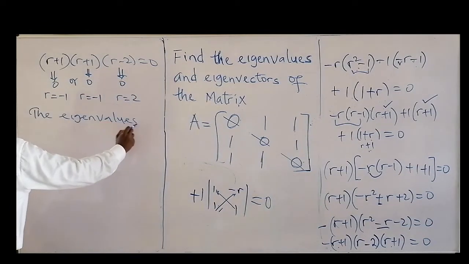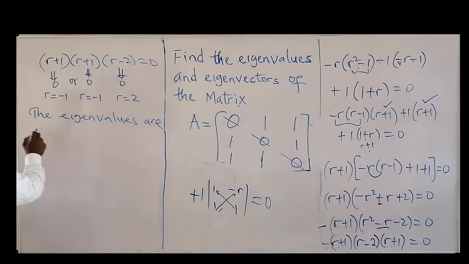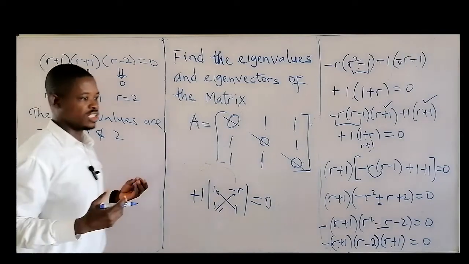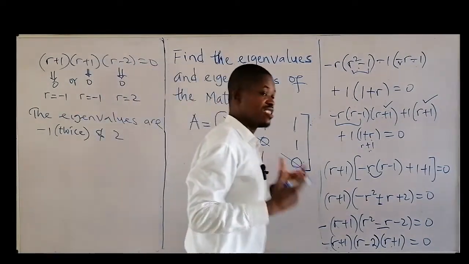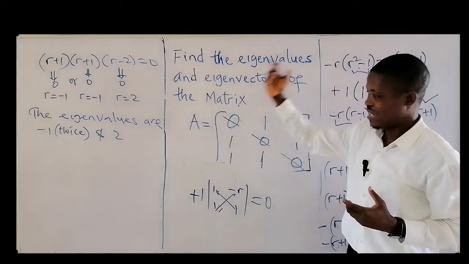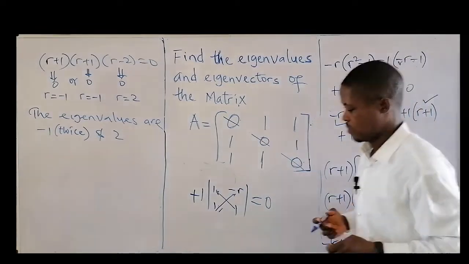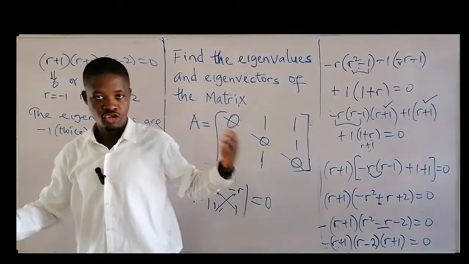The eigenvalues are minus 1, that one is twice, it is a repeated value, and 2. So that's the eigenvalues. The next thing to do now is to calculate the eigenvectors for the respective values of r1 and r2, I mean minus 1 and 2.